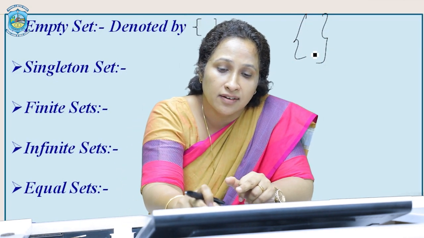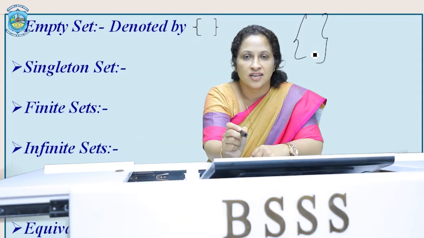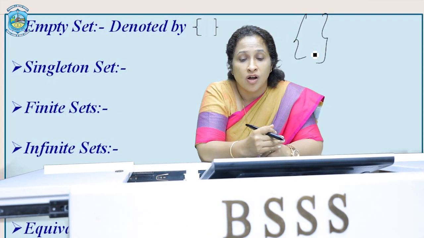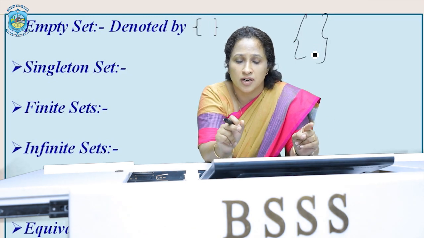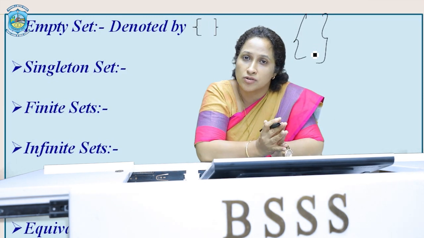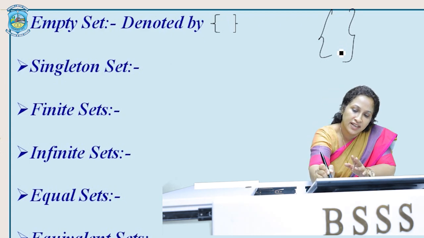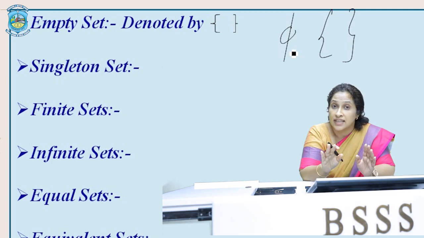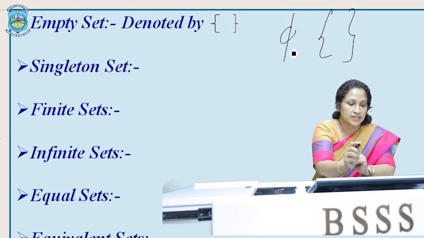You can see here I have just drawn two curly brackets and there is no element. So, either it can be denoted by phi, or just enclosed within plain curly brackets with nothing inside. This also shows that it is an empty set. But mind you, if you have anything within the curly bracket, like {0} or {phi}, then it is not an empty set. So, that is the difference. Okay, I hope that is clear.